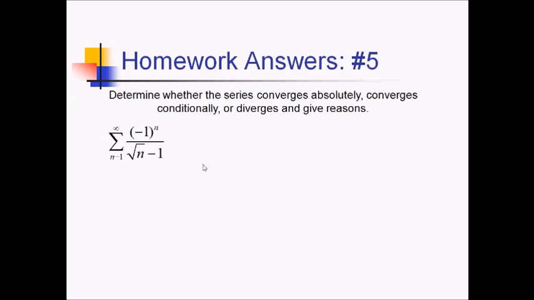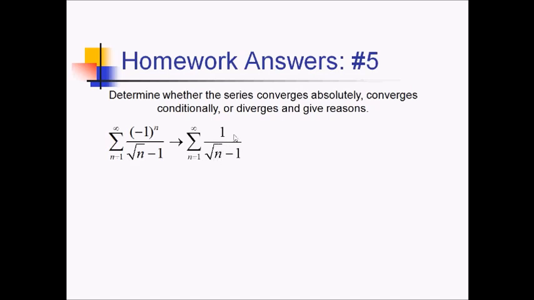For this problem, we're trying to figure out if this series converges absolutely, conditionally, or not at all, with reasons. Since this is an alternating series, it's probably going to converge, but let's test out the absolute case before we test out the conditional case. So let me consider this series without the alternating. So absolute value would just give us 1 over radical n minus 1.